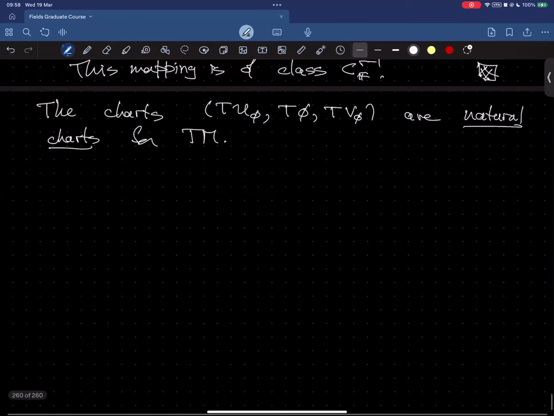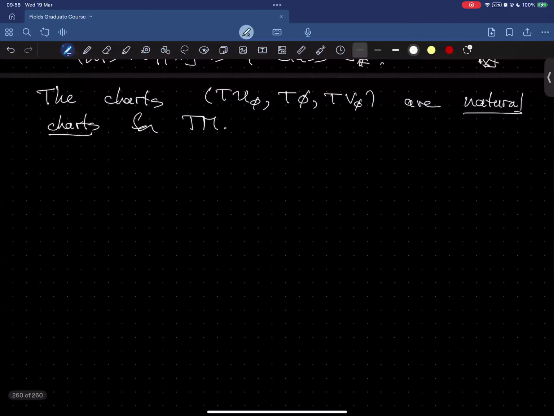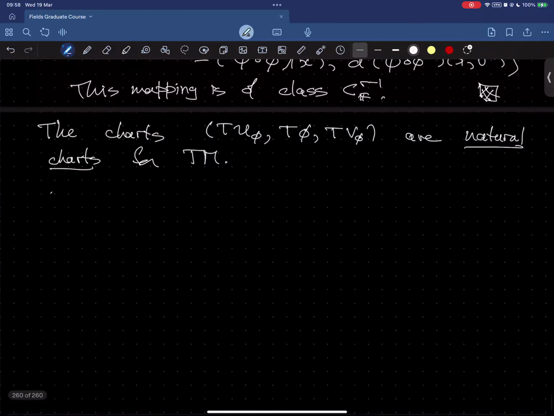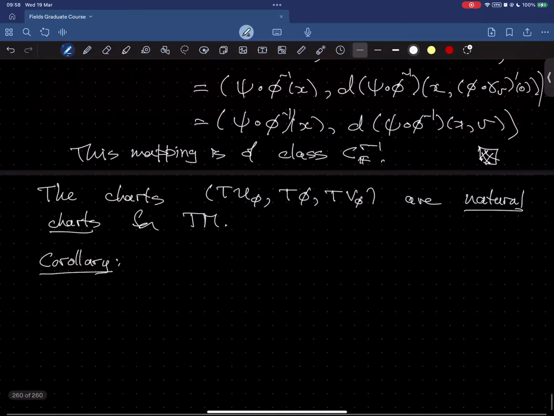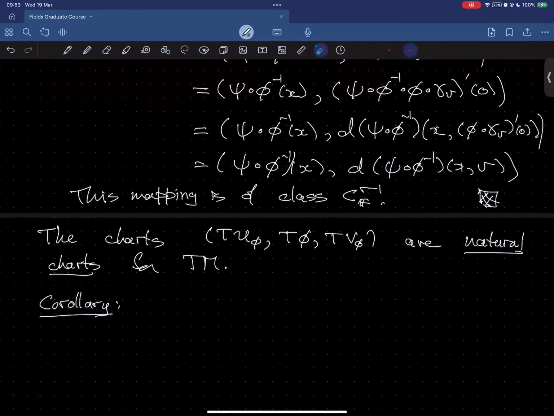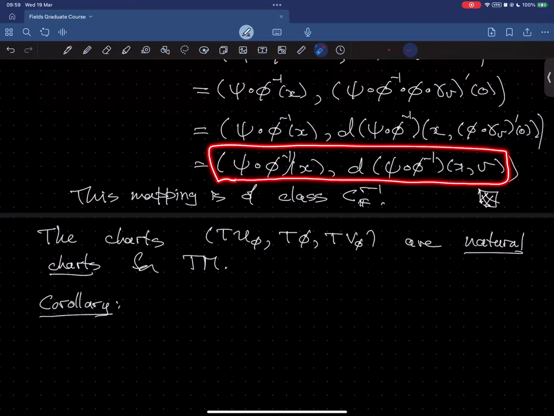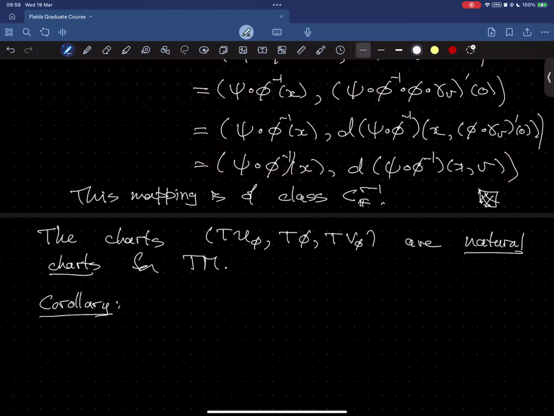Okay. Good. Now, we actually proved more than that this is a manifold structure. We also proved, okay, let's take a look at this overlap map here for these natural charts. So let me say the corollary and then I'll actually write down what I want to say here.